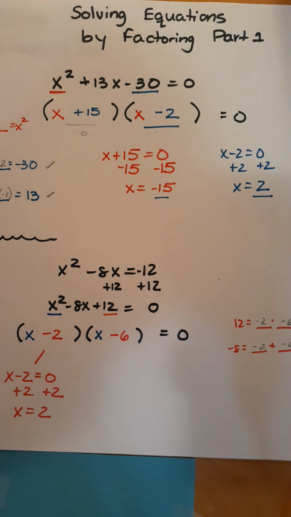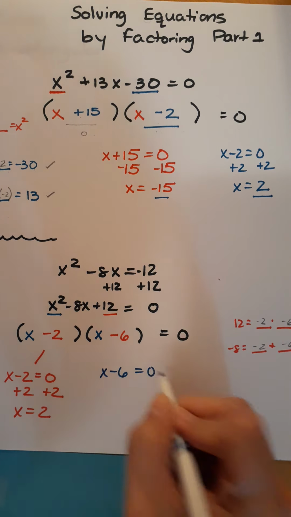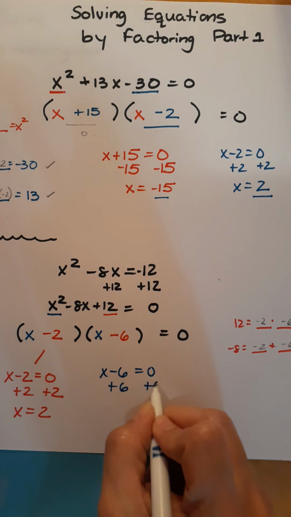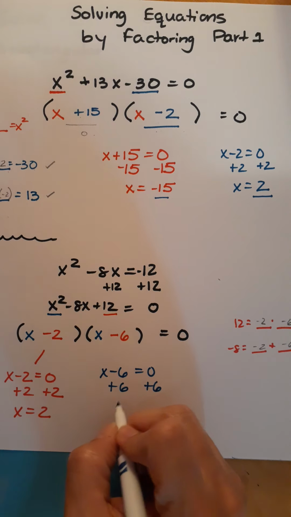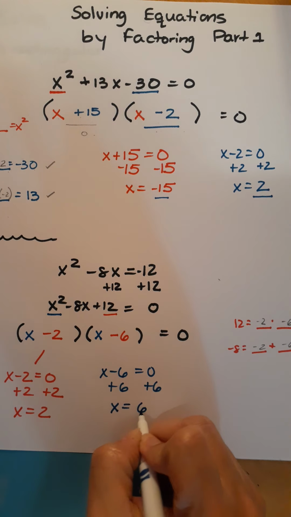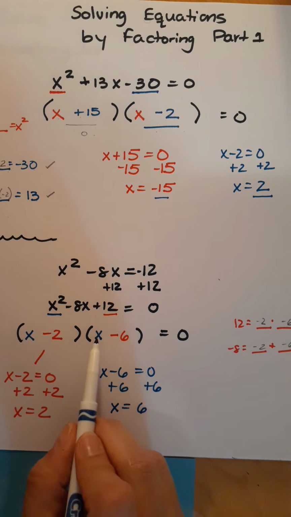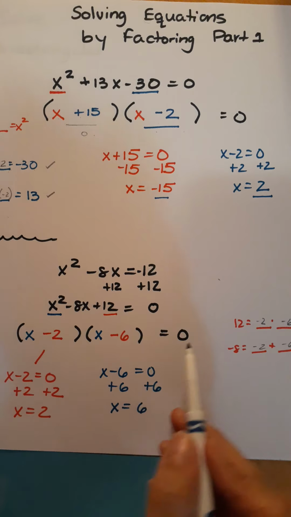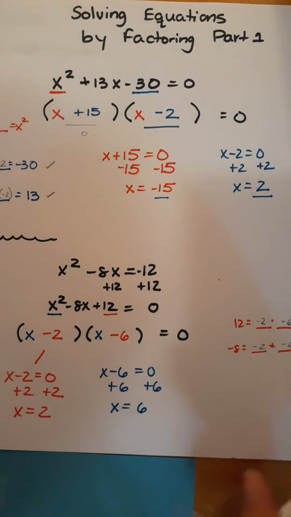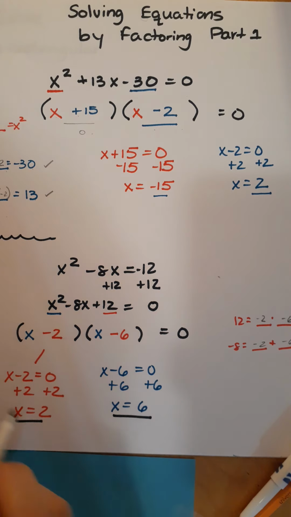For x minus 6 equal to 0, we would add 6 and add 6. Addition property of equality: what you do to one side, you have to do to the other. X equals 6. So if I were to say 6 take away 2, I would get 4. And 6 take away 6, I would get 0. 4 times 0 would give me 0. So both of these are zeros. Both of these are solutions to this factoring form.